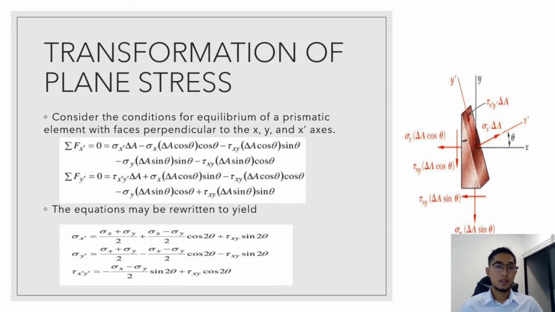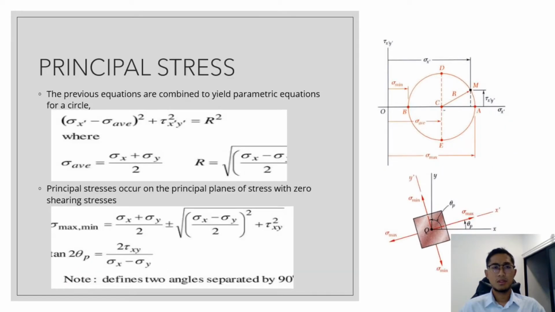And for the summary, we can write this equation to yield, as shown below, for sigma x prime, sigma y prime, and tau x prime y prime. So we move to the next one, which is principal stress.